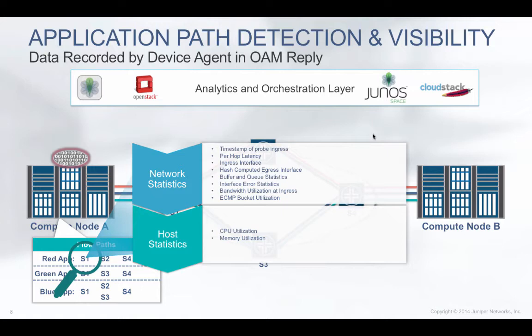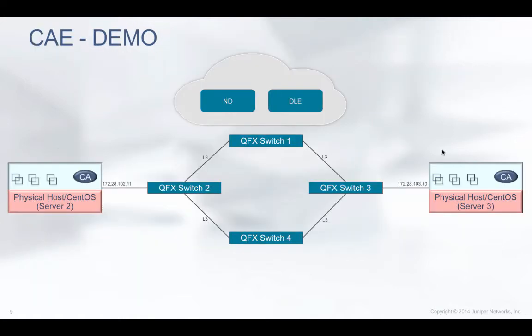As shown here, the CA has collected the following information for each hop in the application flow path: the timestamp for probe ingress interface, hash computed egress interface, egress buffer and queue statistics, interface error statistics, bandwidth utilization at ingress, ECMP bucket utilization, and also device-specific information like CPU utilization and memory utilization. All this information is collected for every hop in the application path.